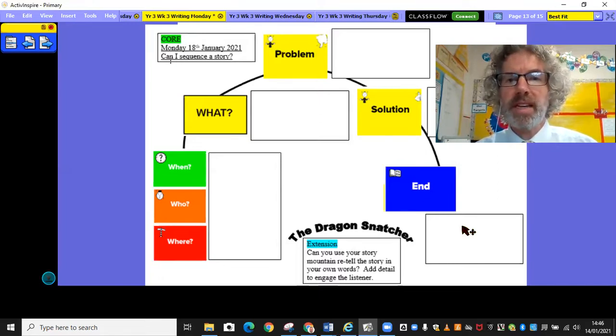Once you've done your complete story mountain, I have an extension here. This is an optional extension for you to use. It says, can you use your story mountain to retell the story in your own words? Add detail to engage the listener. So this will show the success of your story mountain. Can you use your story mountain to then tell the story in your own words?